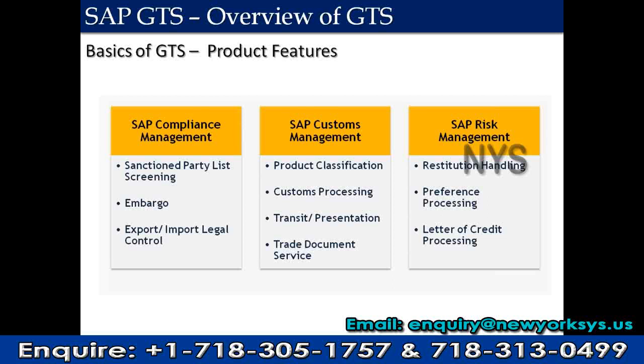Trade document service. So all the forms and all these are available. Next is SAP risk management. So restitution handling is there. Preference processing is there. Preference processing is basically handling the vendor. It's related to vendor, which vendor should be given the preference and all these are handled there.